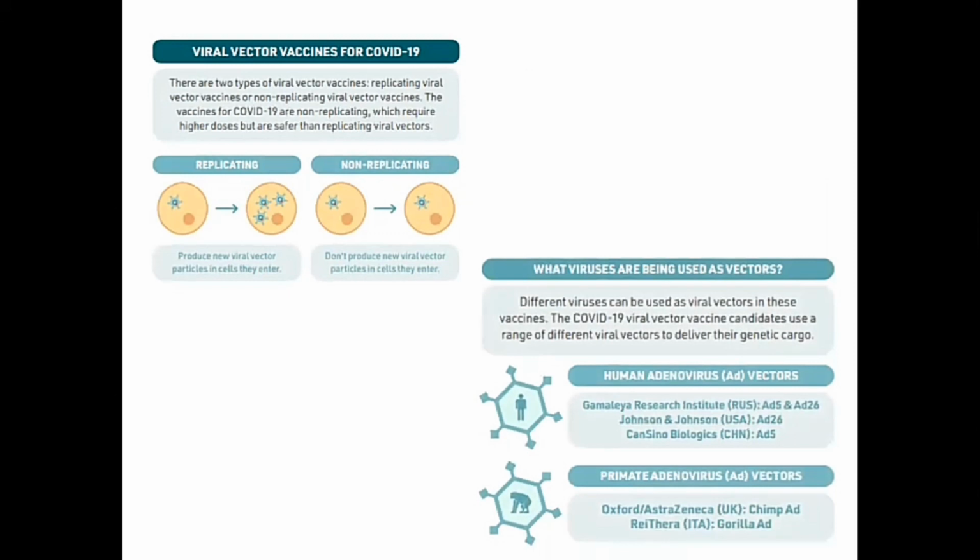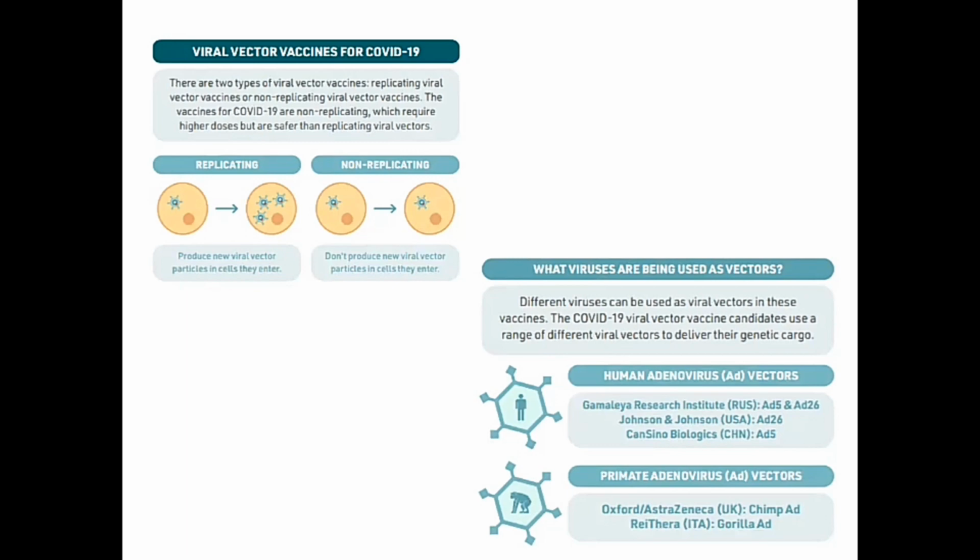So different viruses can be used as viral vectors in these vaccines. The COVID-19 viral vector vaccine candidates use a range of different viral vectors to deliver their genetic cargo. The companies that use human adenovirus as vectors include the Gamaleya Research Institute, which uses adenovirus type 5 and adenovirus type 26, Johnson & Johnson, which uses adenovirus type 26, and CanSino Biologics, which uses adenovirus type 5.